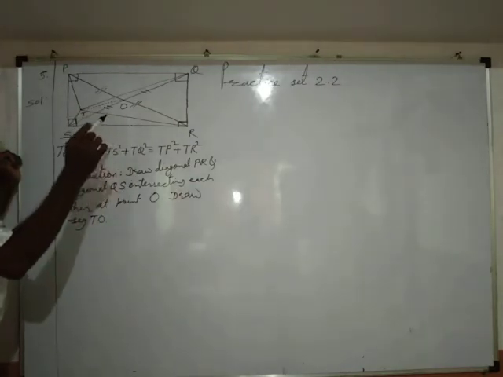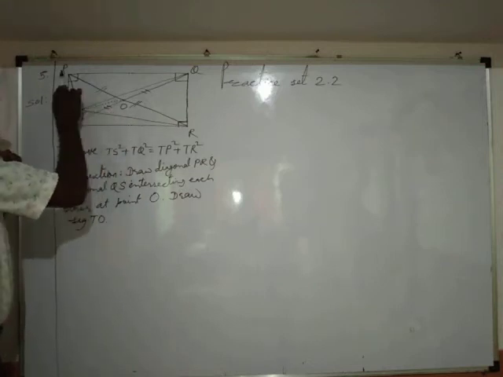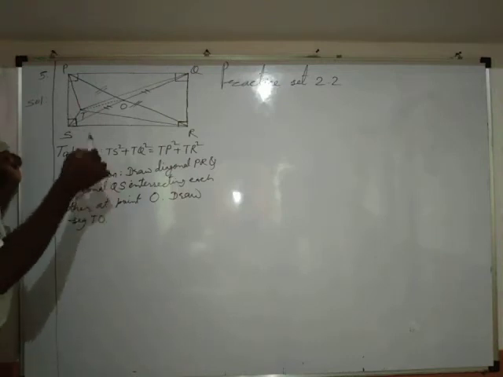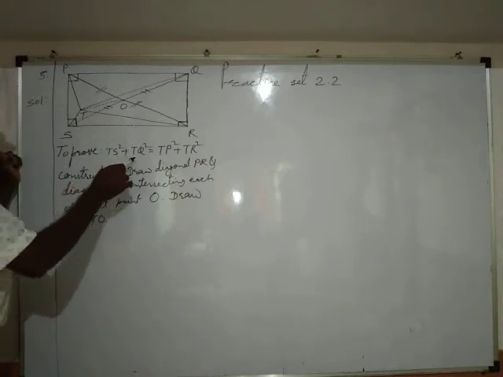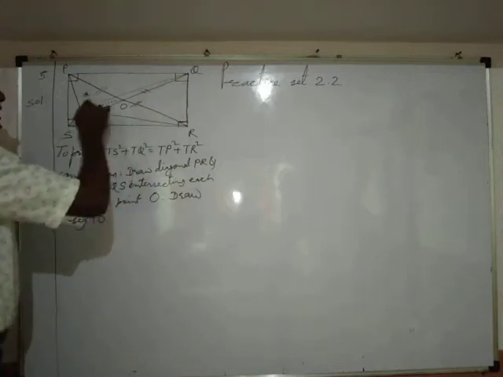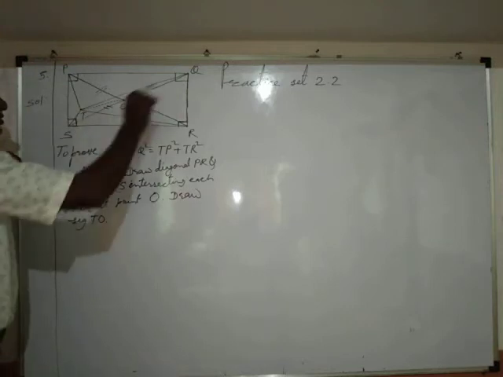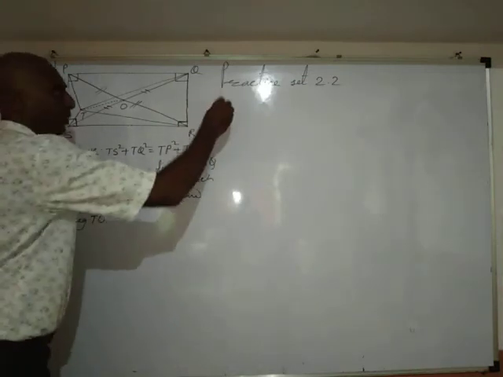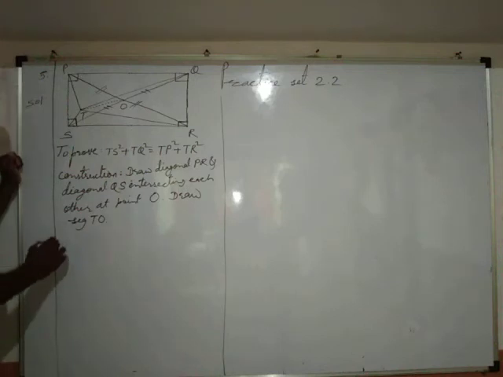According to Apollonius theorem, TP square plus TR square equals 2TO square plus 2PO square. Similarly, we may consider another triangle which will contain TS and TQ as sides, means we can consider triangle TSQ. Okay, let's write these things one by one, then you will get a picture more clearly.